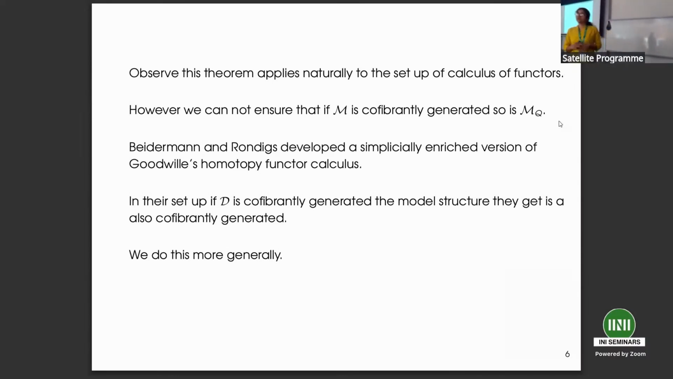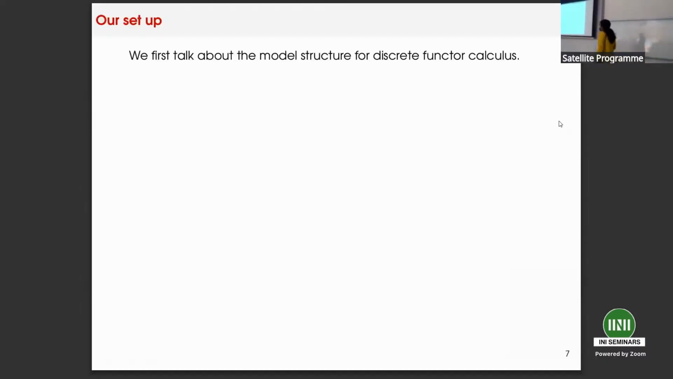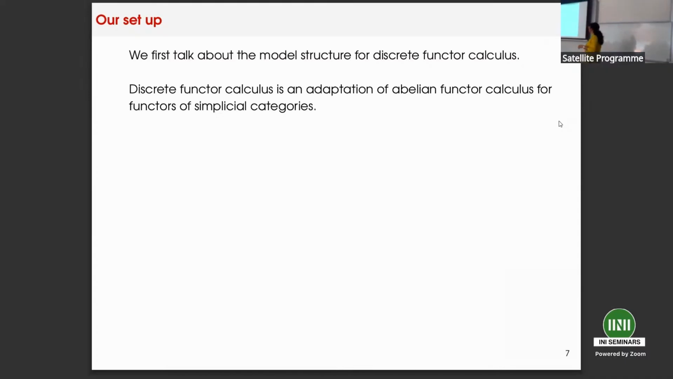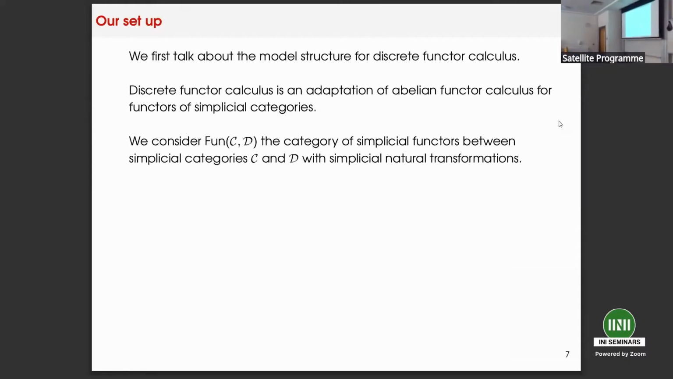So what we wanted to do is something similar, but in a way that applies more generally. We basically want to do this for discrete functor calculus. And what is discrete functor calculus? I will say more about it in a couple of minutes. It is something similar to what Christine was talking about, but in the context of simplicial functors between simplicial categories. So it's an enriched version of it.